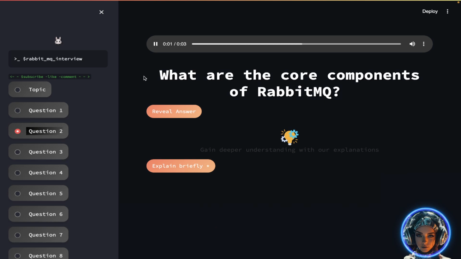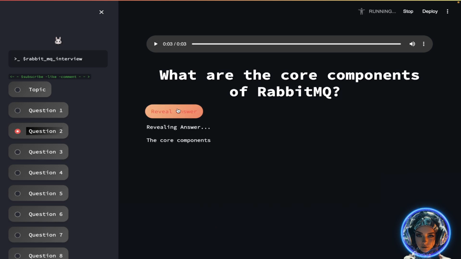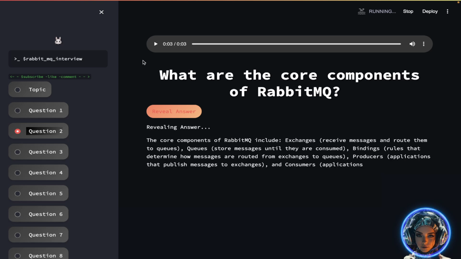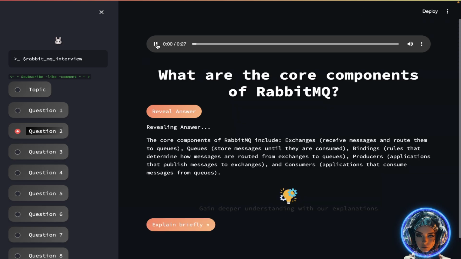What are the core components of RabbitMQ? The core components of RabbitMQ include exchanges, which receive messages and route them to queues. Queues, which store messages until they are consumed. Bindings, rules that determine how messages are routed from exchanges to queues. Producers, applications that publish messages to exchanges. And consumers, applications that consume messages from queues.